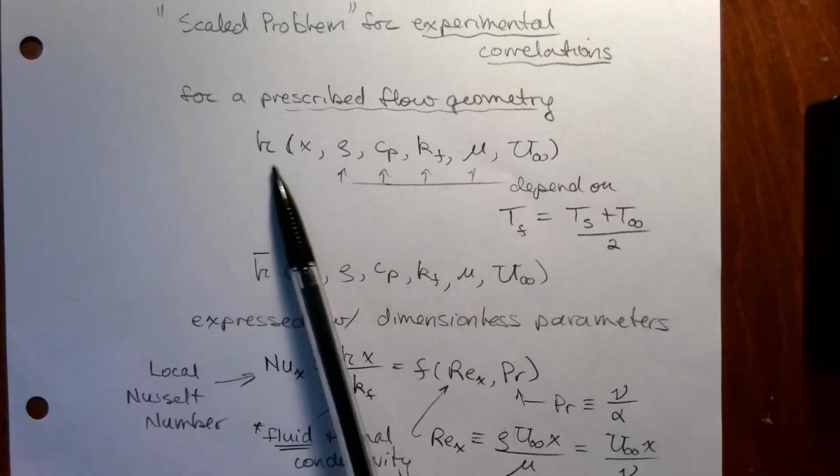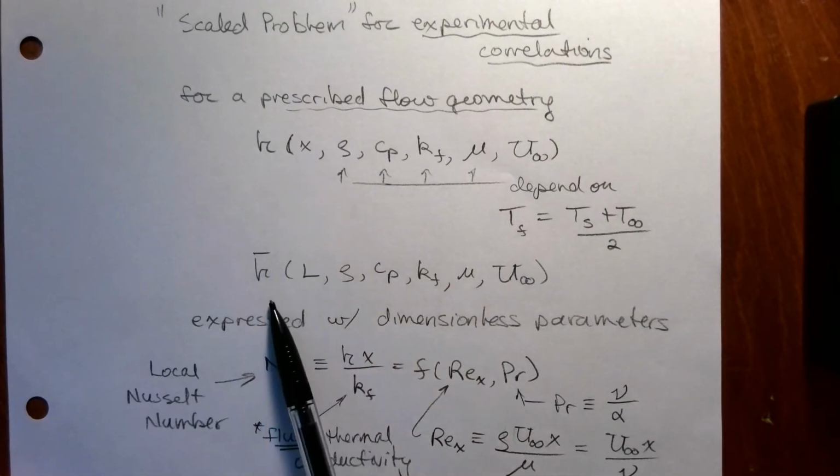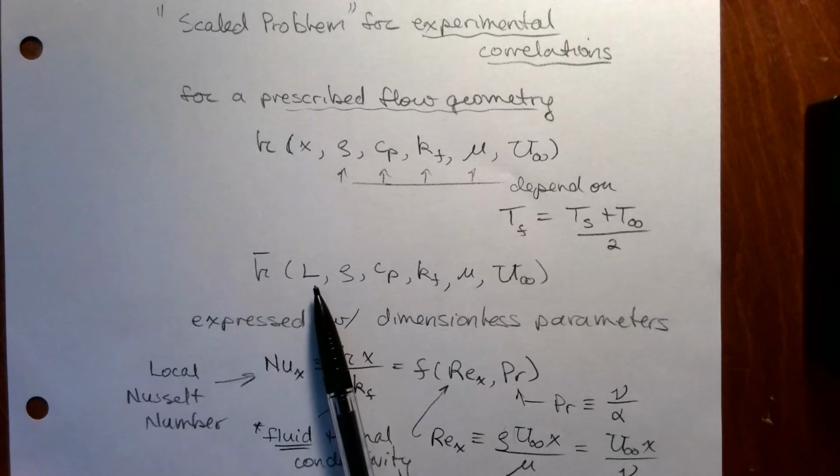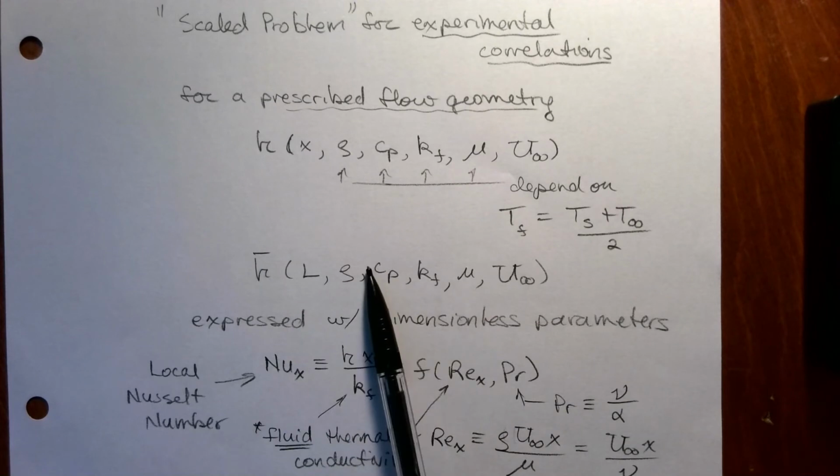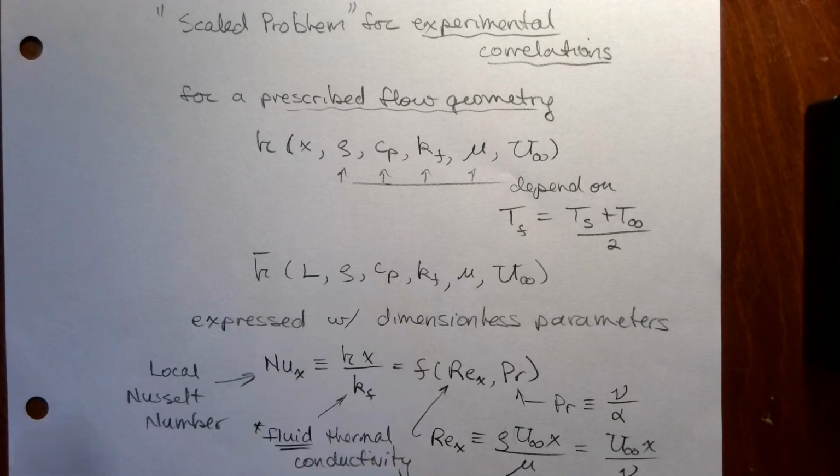The only difference between the two is I have h as a function of position, and here h bar is an average over something of size L. All of this can be expressed in terms of dimensionless parameters, so we'll use the dimensionless parameters that come out of scaling the equations. There's a connection between scaling and Buckingham pi, right? That's effectively the same problem.